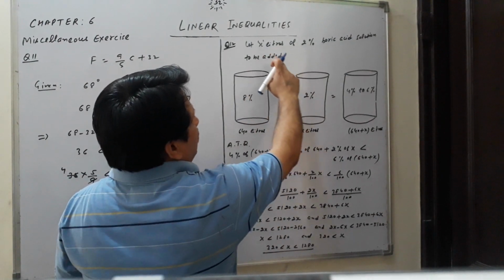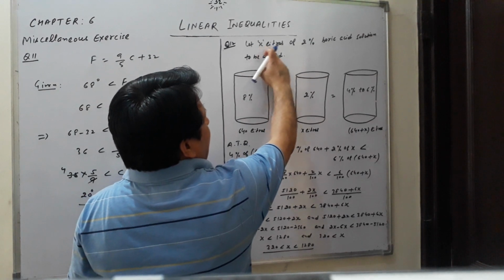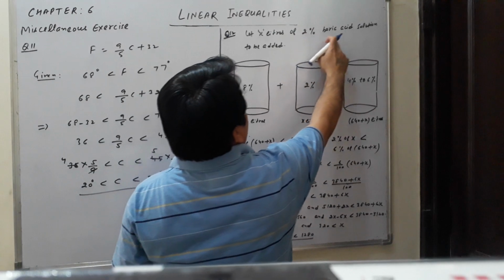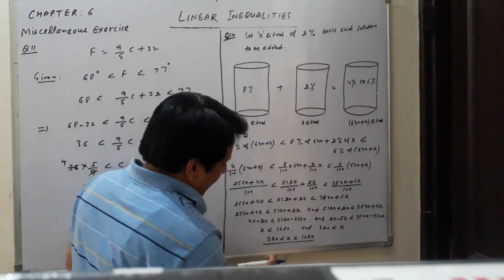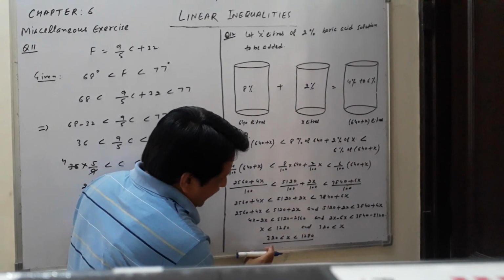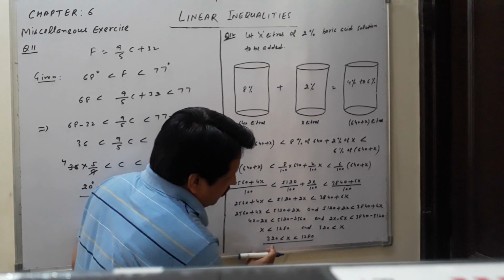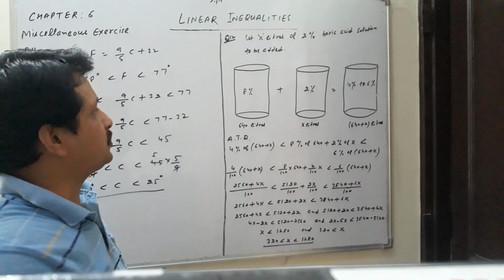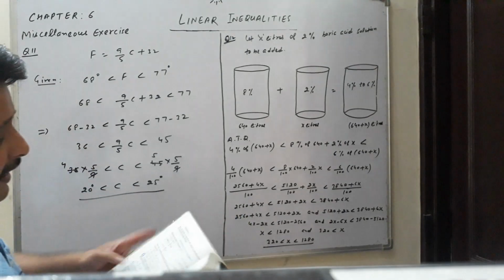It means here it is mentioned that x liters of the boric acid. Now we will say that the 2% boric acid that will be added is between the range of 320 and 1280 liters then students. This is your question number 12.